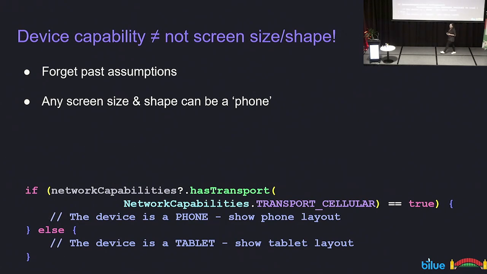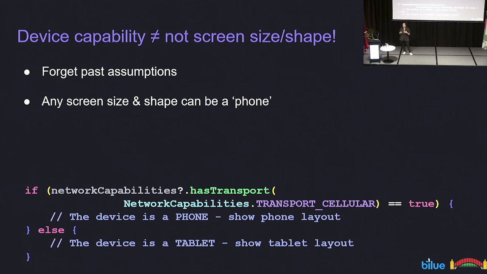And we need to think about that device capability does not equal the screen size and shape. So if you're like me and been developing for, scary to think, over 10 years of Android development, you might have in the past made some assumptions. You might look at the device capabilities, such as their network capability, and then say, oh, it's got a SIM card, that must mean it's a phone. I'll show the phone layout, I'll show the phone capabilities. But if it's not, it must be a tablet.